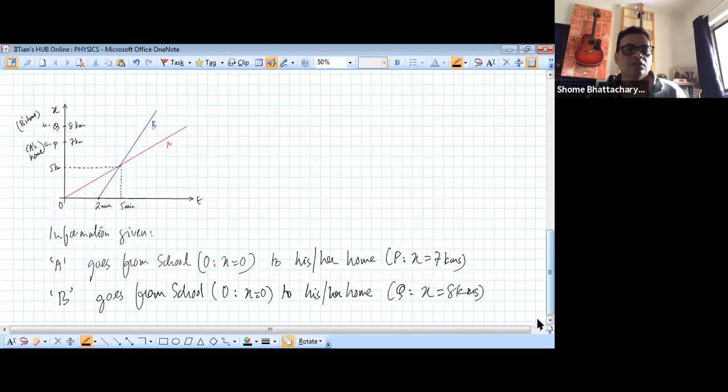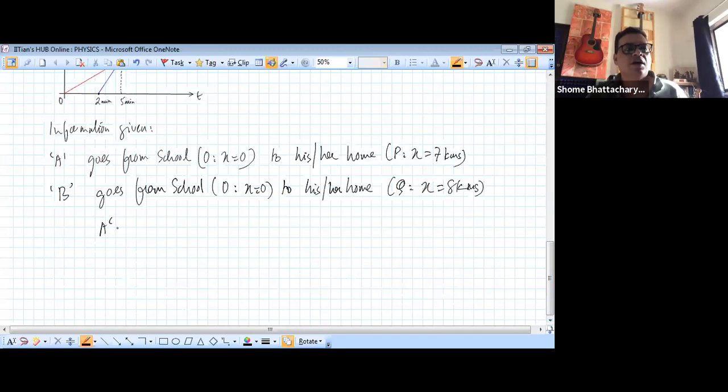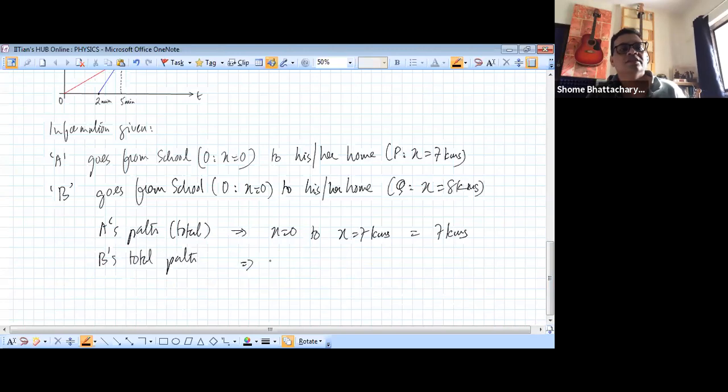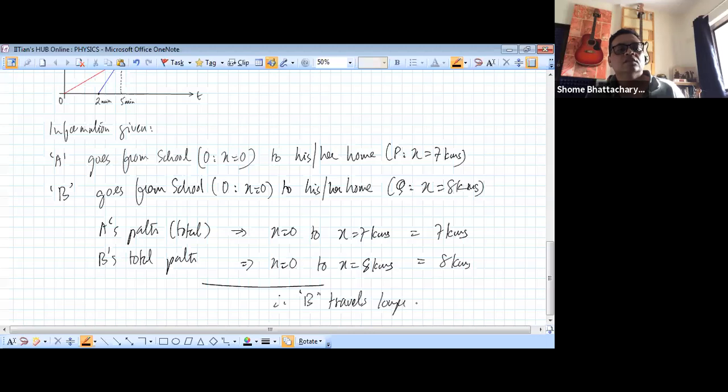Right. So now मैं क्या बोल सकता हूँ यहाँ पे कि A's path, okay, the total path length is how much? It is x equal to 0 to x equal to 7. So it is 7 kilometers. B's total path is how much? It is x equal to 0 to x equal to 8 kilometers. So that is how much? It's 8 kilometers. So which one is traveling more? Therefore, B travels a longer distance. I'm not interested in time right now. I'm just saying that which one travels more distance.